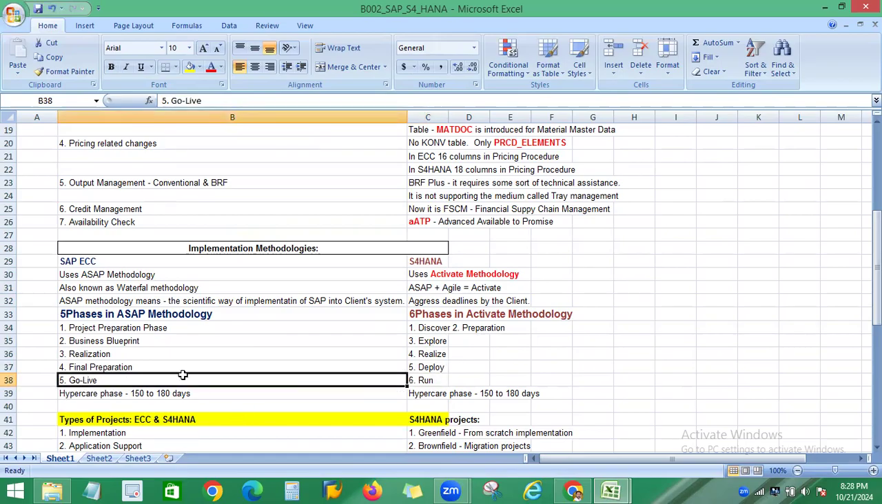And guys, these correspond to SAP ECC. We have gone into it in very detail. It is the same pattern, the same thing. You have to give the same answer, but we have to remember these 6 phases.